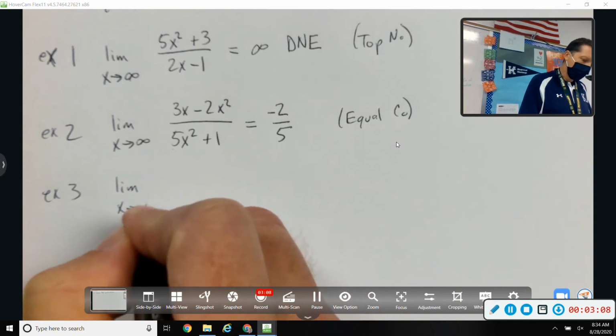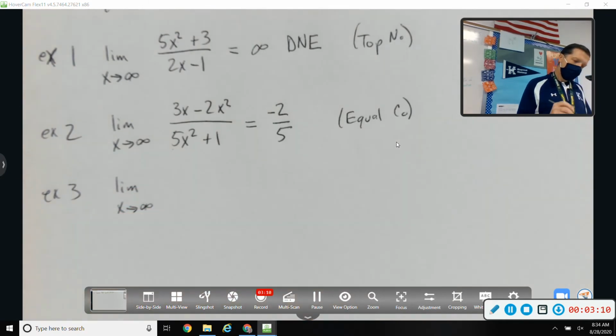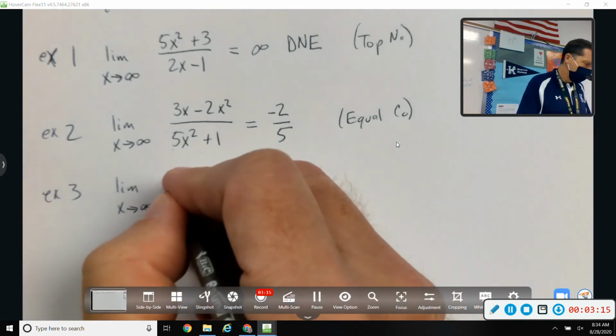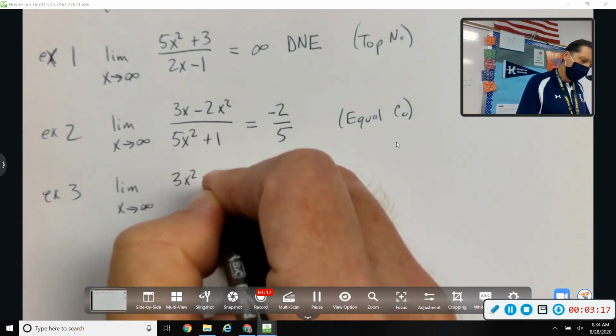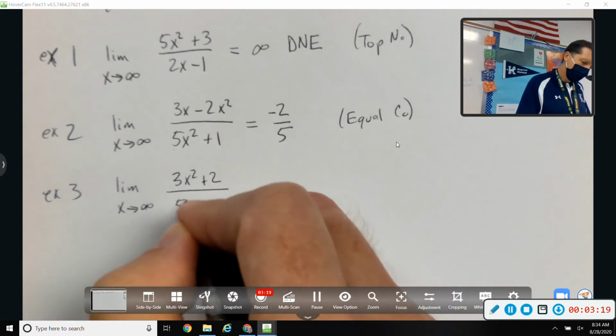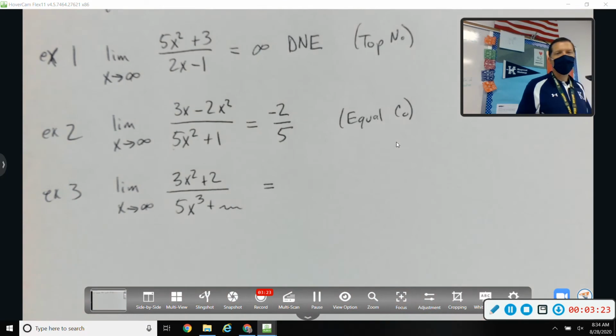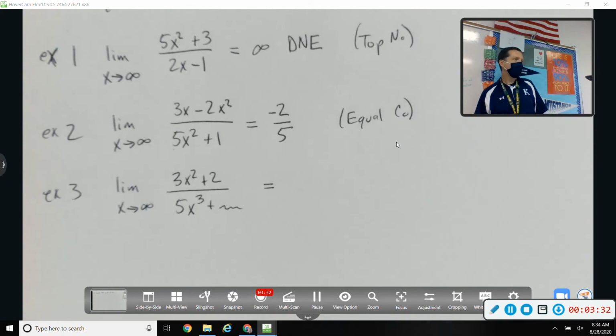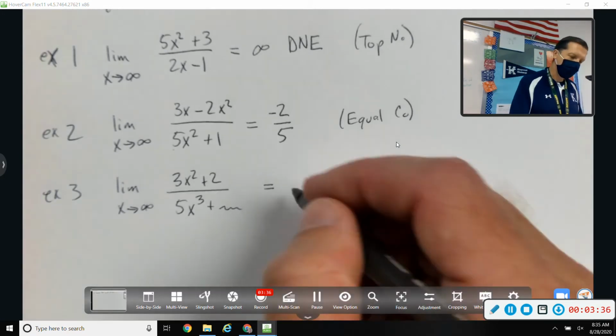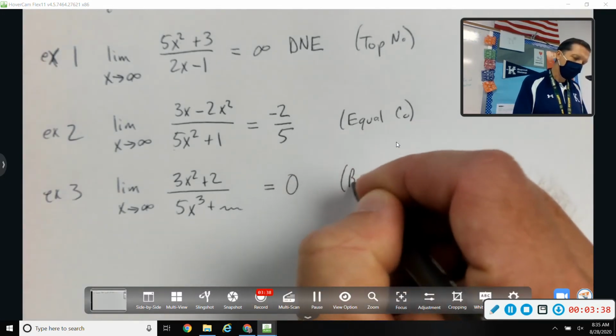You can guess what the next one's going to be. Limit as x approaches infinity of 3x squared plus 2 over 5x cubed plus, that's just a squiggly line because it doesn't really matter what comes after that. What's this limit going to be? 0. This is the bottom O example.